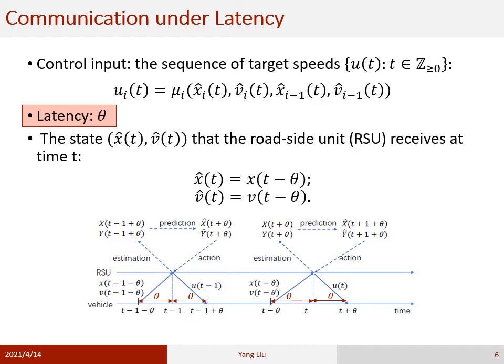When the RSU receives the state of the vehicle, it first estimates the state of the vehicle after a time of theta, when the vehicle receives the control input. Then it predicts the states at the next time step. By the safety constraint, a safe and optimal action is obtained and sent to the vehicle. The vehicle receives the control input and begins adjusting its speed.